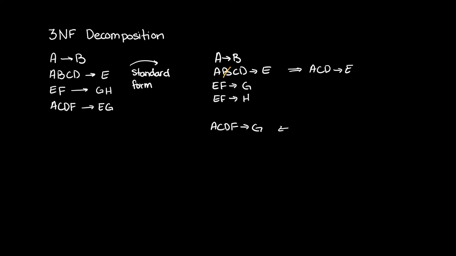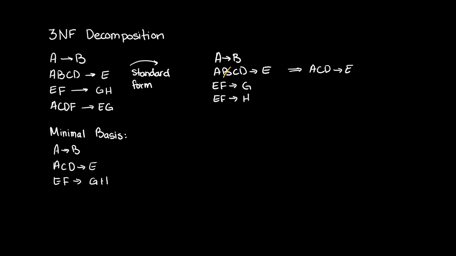The functional dependency ACDF to G is redundant as we can obtain G by using ACD to E and EF to G. Then the minimal basis is A to B, ACD to E, and EF to GH. The candidate key is ACDEF, so the new relations are as follows.